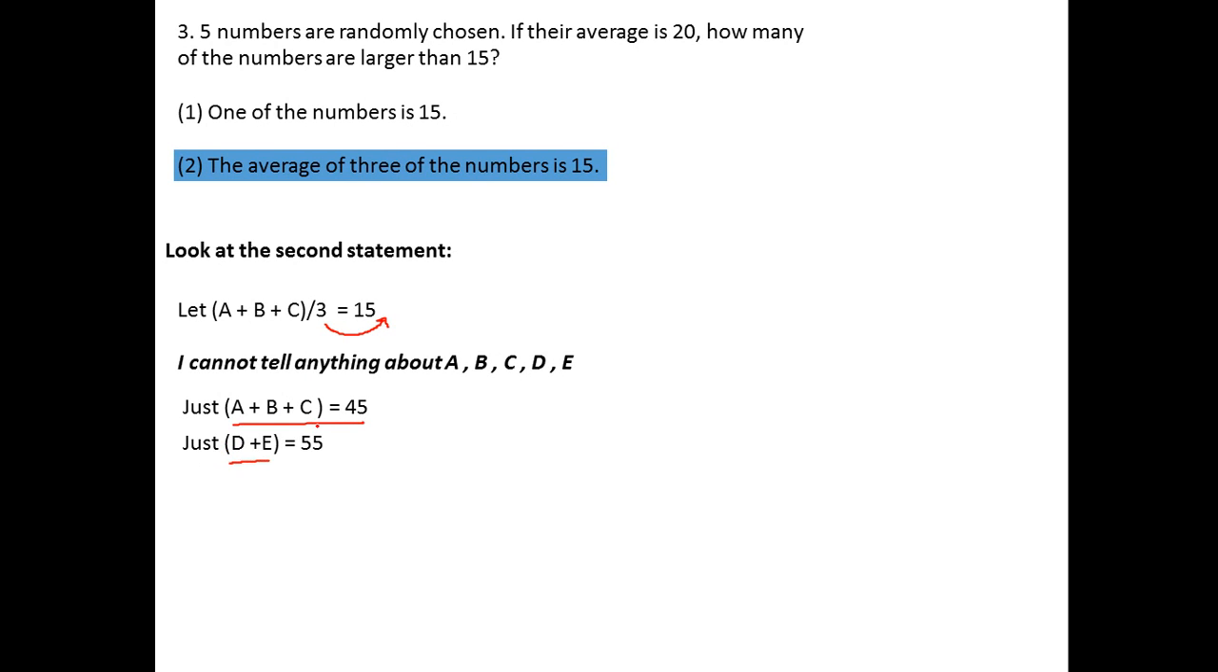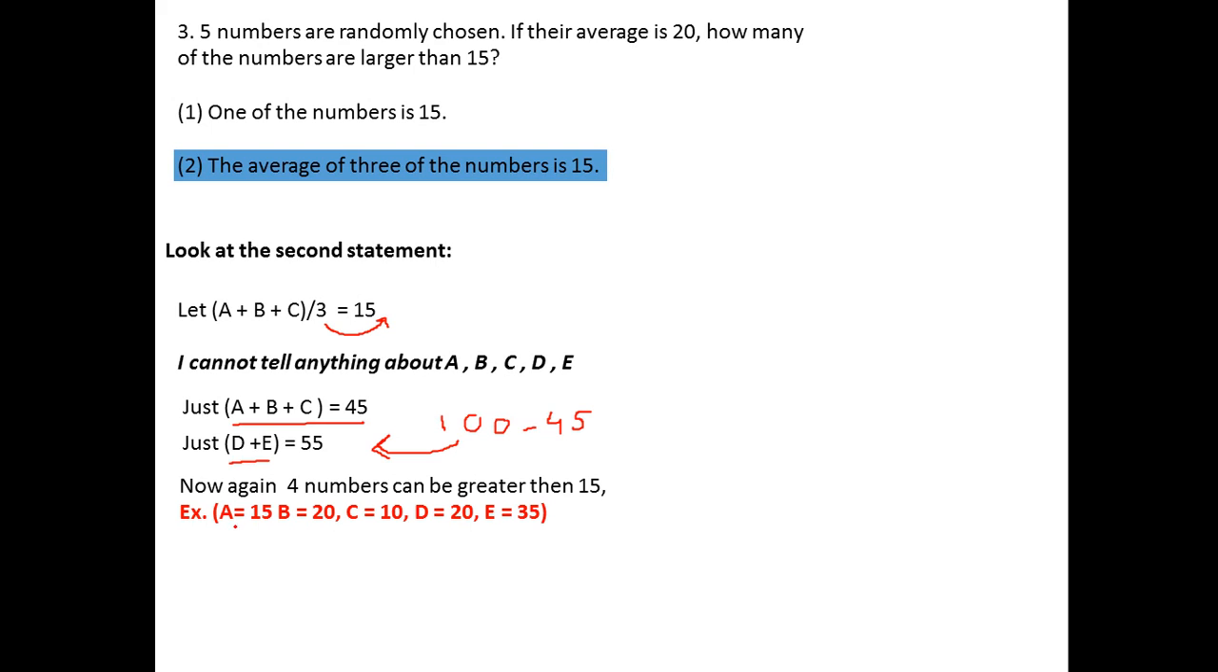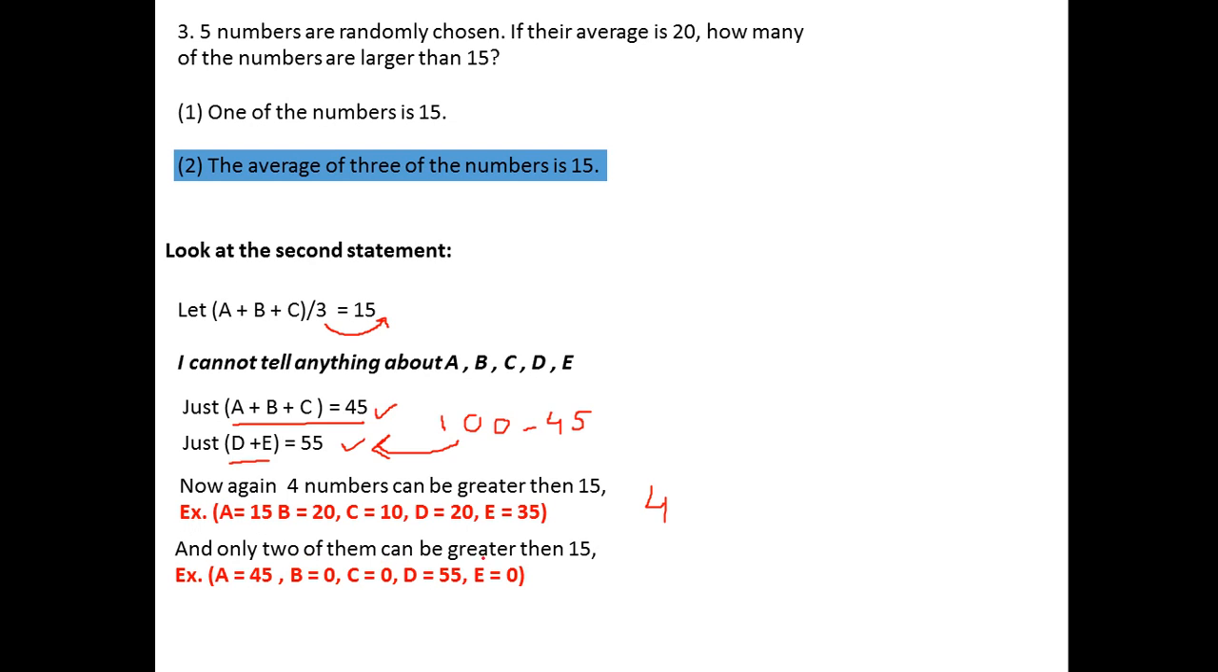And D plus E is equal to 100 minus A plus B plus C, that is 100 minus 45, that is equal to 55. Alright, but I do not know the exact values of A, B, C, D and E. Now again, see if the numbers are A 15, B 20, C 10, D 20, E 35. It satisfies this equation and the question statement that their average is 20. So here 4 numbers are greater than 15.